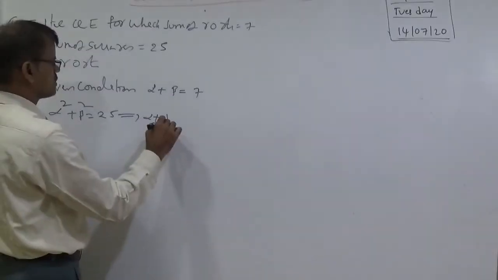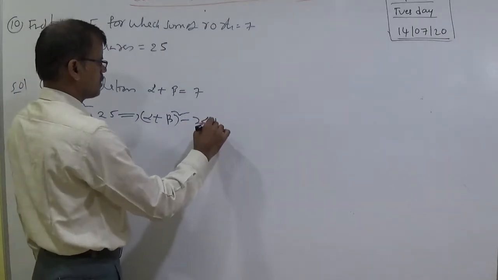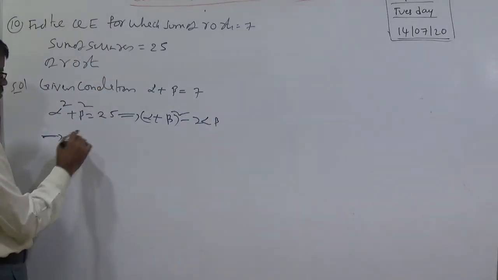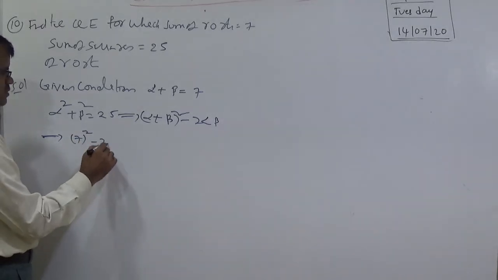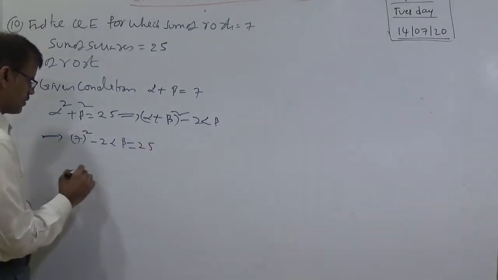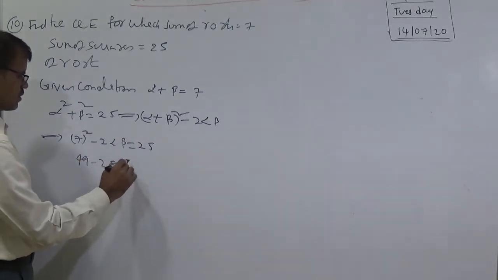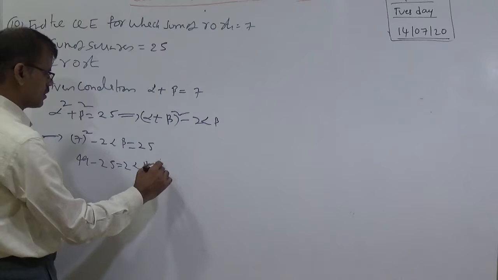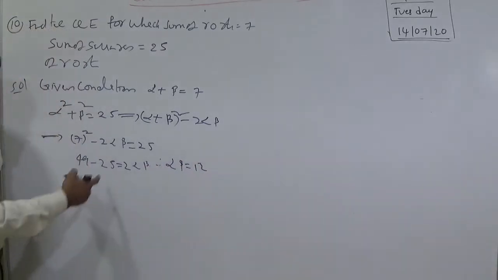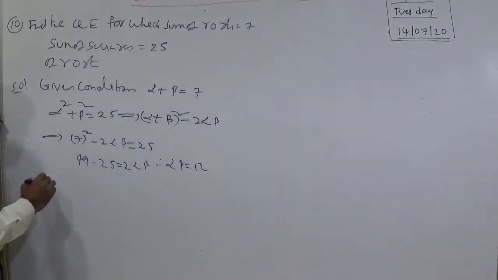You can write this using the formula alpha plus beta whole square minus 2 alpha beta. That implies 7 square minus 2 alpha beta is equal to 25. So here you can understand 49 minus 25 is equal to 2 alpha beta. Therefore alpha beta is equal to 12, because 49 minus 25 becomes 24, and 24 by 2 becomes 12.